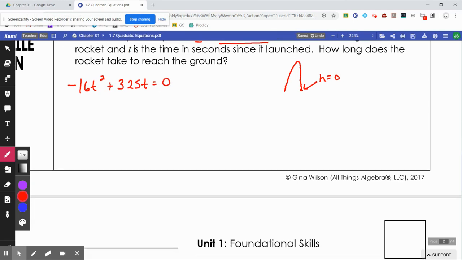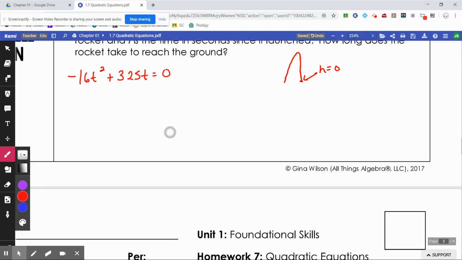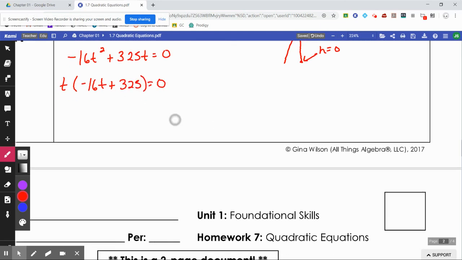Now, out of all the methods that we've done, which one would be the best here? Definitely would be factoring because you have no c term. So why not just take this, factor out a t. You're left with a negative 16t plus 325. Set each factor equal to 0, and that tells you.